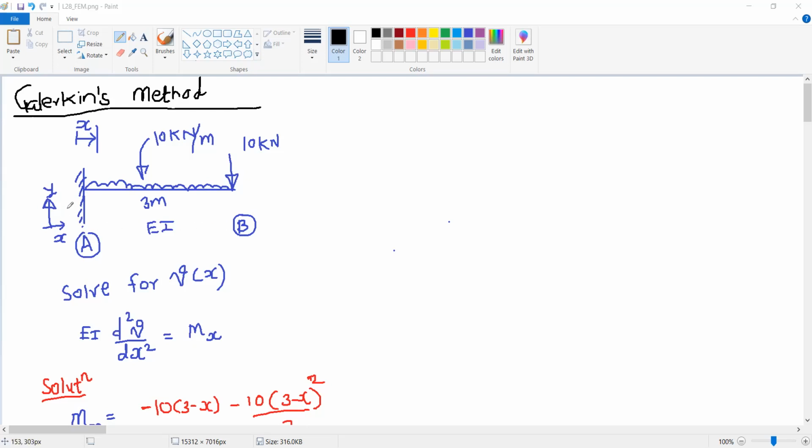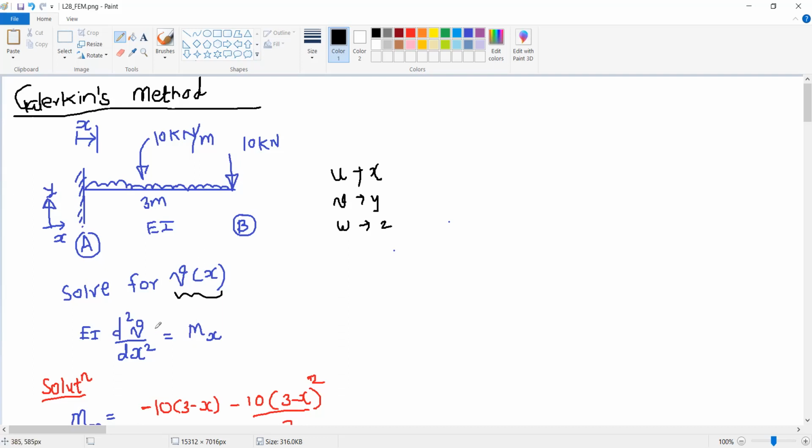horizontal, Y is vertical. So deformation of this beam at each and every point in Y direction will be denoted by V of X, because we have standard notations now in FEM. U, V, W are deformations in X, Y and Z direction respectively. So in the Y direction, this beam is going to deform, and that deformation we are going to denote as V of X. So V of X will go on changing as I change X from 0 to 3 meters.